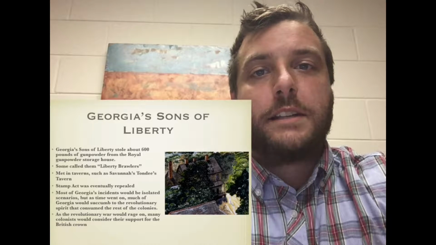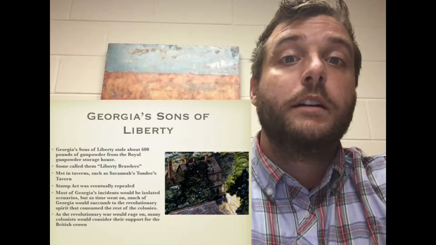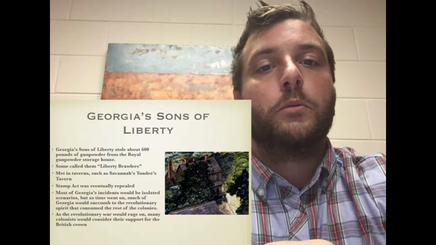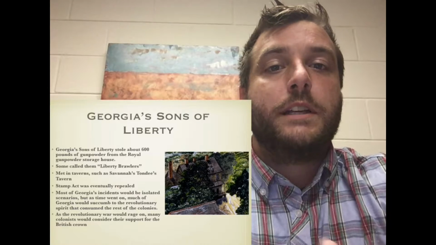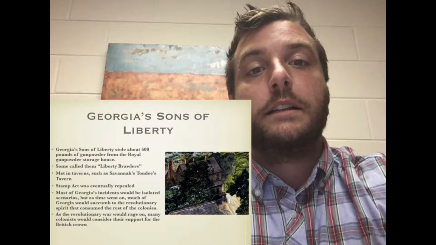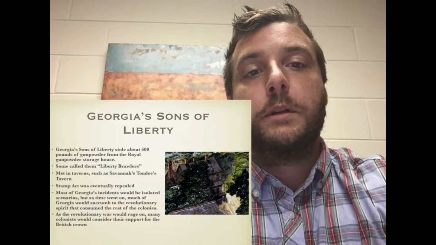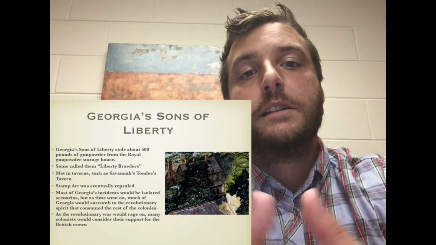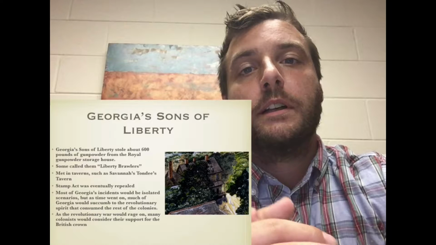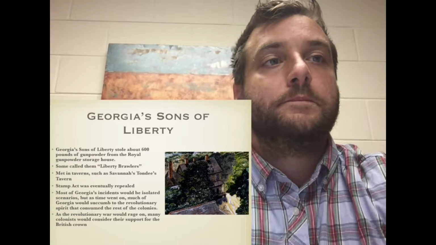Now, some of the acts that the Sons of Liberty did in Georgia was they stole about 600 pounds of gunpowder from the Royal Gunpowder Storage House to get ready for the Revolutionary War. And they protested the Stamp Act heavily. Now, most of Georgia's incidents would be isolated scenarios. But of course, as time went on, the revolutionary spirit that consumed the colonies would pretty much come into Georgia, and people would start to question their support for the British Crown.